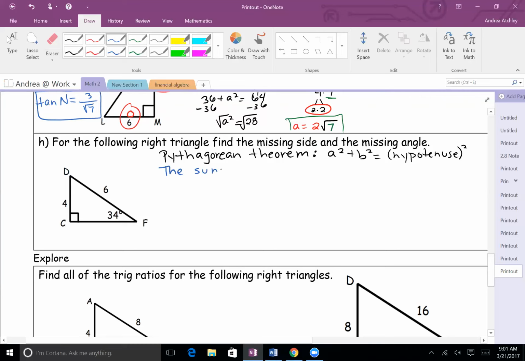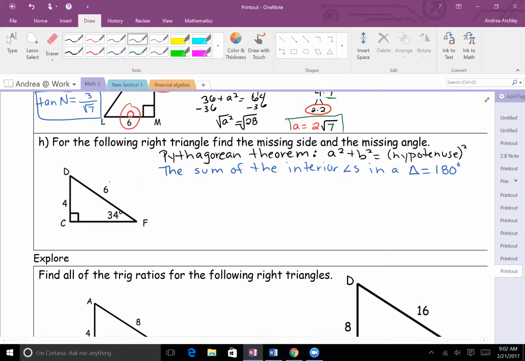The sum of the interior angles in a triangle equals 180 degrees. Any questions over that? So now we should be able to find all of the missing angles and all of the missing sides. So let's start with the Pythagorean theorem.